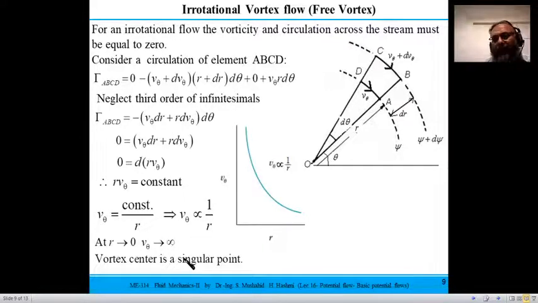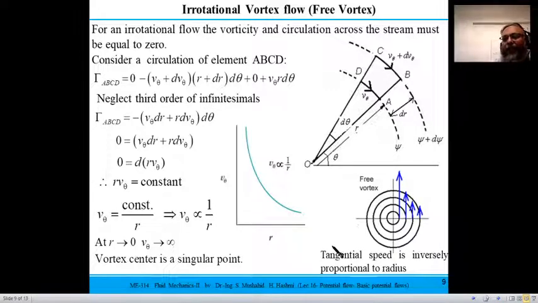When r is 0, that point is called a singular point, because at that point we cannot define the magnitude of the velocity. And your tangential speed is inversely proportional to the radius. As we already know, in vortex flows, such flows have only a tangential component, the radial component is 0, and the magnitude of the tangential component is inversely proportional to r.